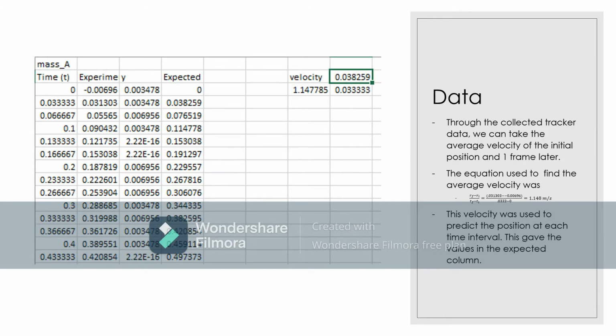So in the data from Excel, I got from Tracker, I was able to use the average velocity equation from the first 2 points, which is one frame, or the average velocity from the zero frame, and then from the frame immediately after that. So from time t equals 0 to time t equals 0.033, which is one frame, you have 0.0313 minus negative 0.00696 divided by 0.0333 minus 0, which is again one frame. This gives me the average velocity of 1.148 meters per second. So this is the initial starting velocity.